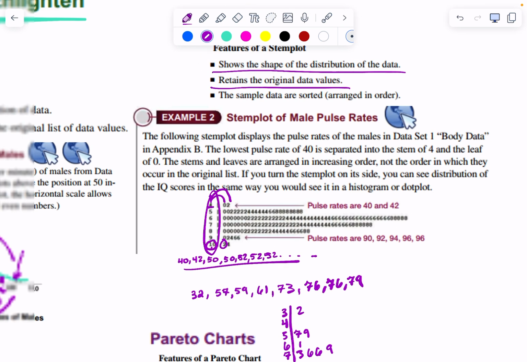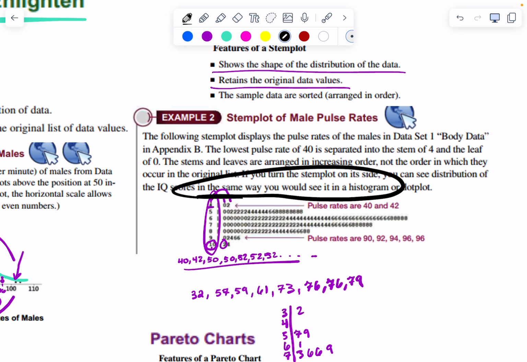Again, they don't have a title on theirs, but please put a title. Put your title right here. So we need to know what we're talking about. We're talking about male pulse rates. Okay, so make sure you put a title at the top of your stem and leaf plot.